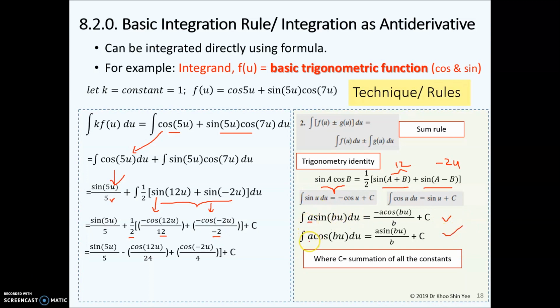As you can see, the constant a remains here. So sine becomes negative cos, cos becomes sine. You integrate with respect to u. So b is your constant. So bu, if you differentiate bu, you get the b here. It has to be divided. So for bu here, you get divided by b.